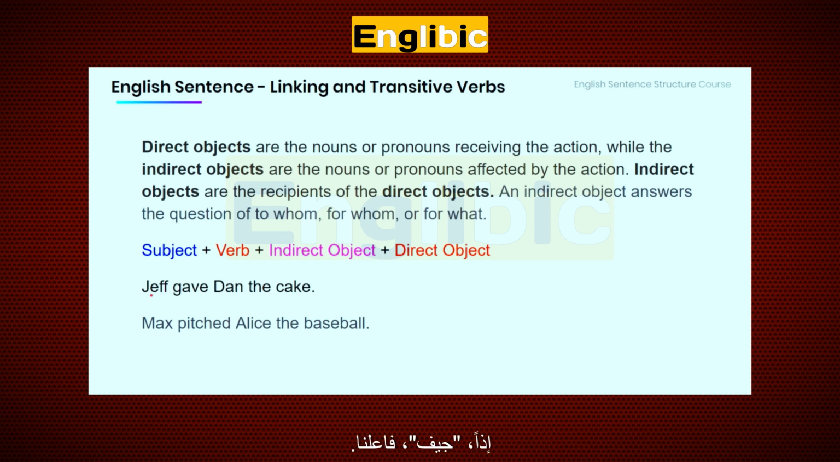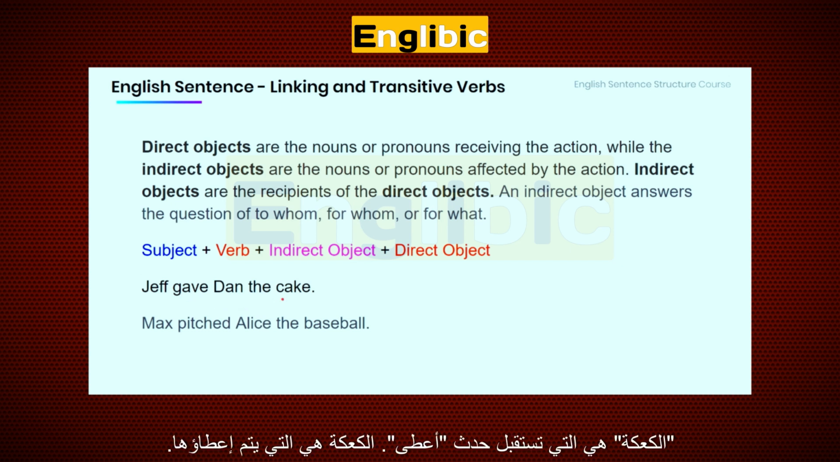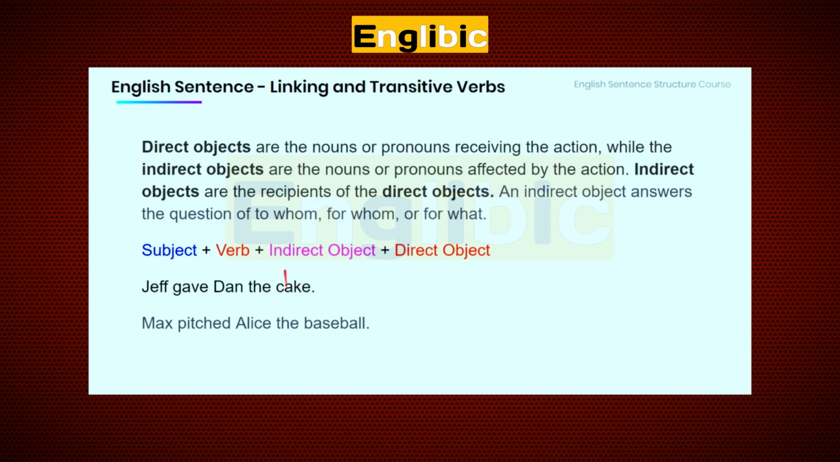So Jeff, our subject, the verb is gave, okay? The cake is receiving the action, gave, right? The cake is being given. Who is affected by this action though? Well, Dan is affected by it, right? Dan is getting this cake. So the indirect object, Dan, is the recipient of the direct object, the cake.